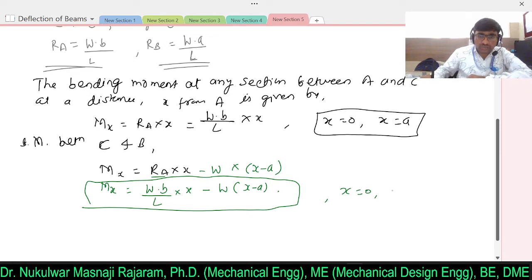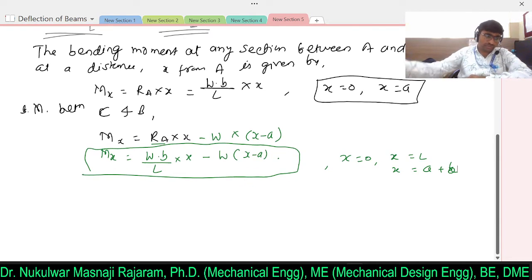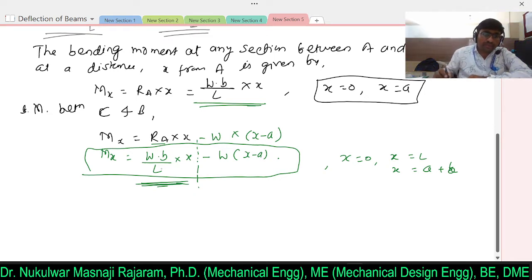So this is the next moment, in which we can have the limiting value x equal to 0 or x equal to L, or we can say up to A plus B. So we can get the moment of the entire beam through this equation. Now I will divide this equation up to this one. If you check the previous one and this one, the values of W, B, L and X, so can I say up to this dotted line, this particular equation will give the bending moment between A and C? Clear?